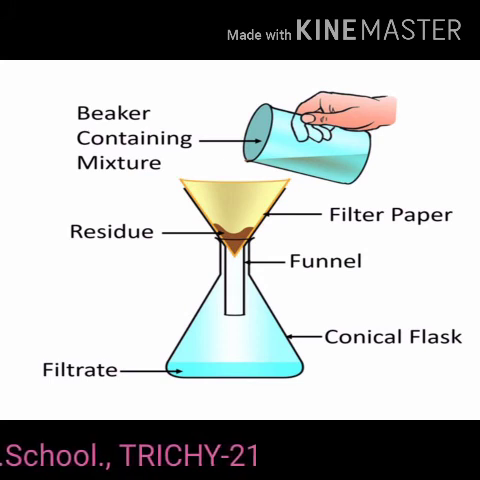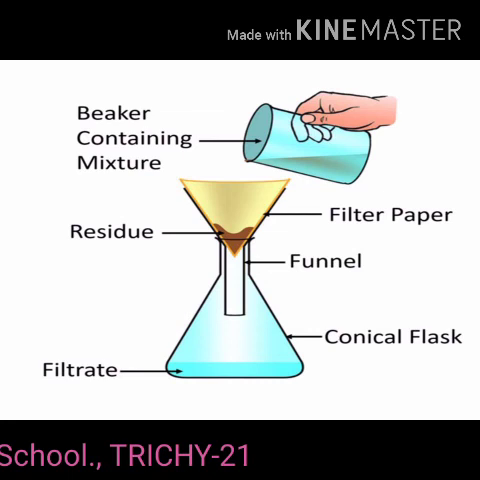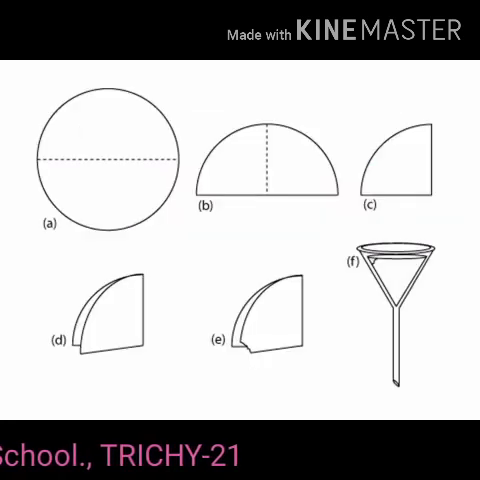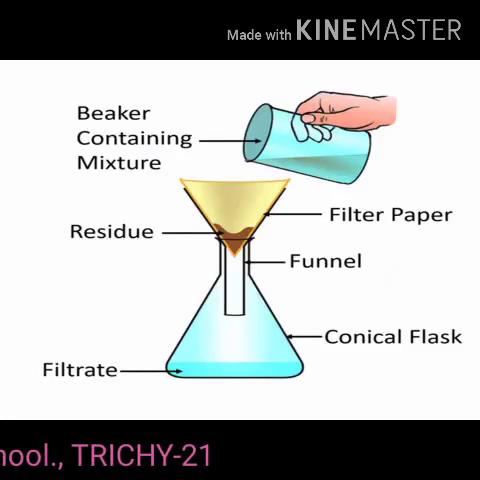Let us see how to use the filter paper. Take a piece of filter paper and fold it to make a cone. Slowly pour the muddy water over the filter paper. On filtration, clear water flows down the funnel and the mud settles as a residue on the filter paper. The method of separating insoluble components from a mixture using a filter paper is called filtration.